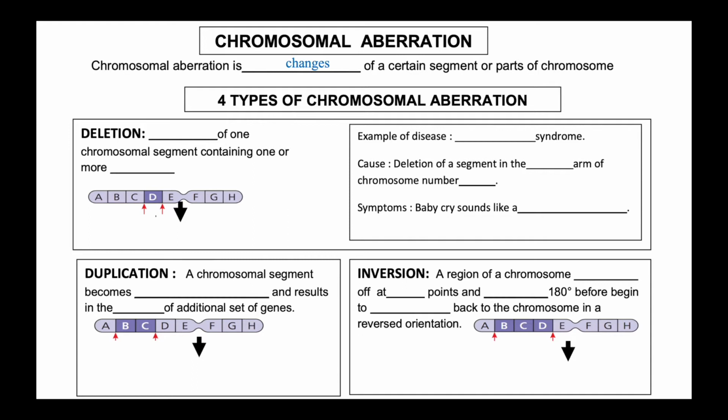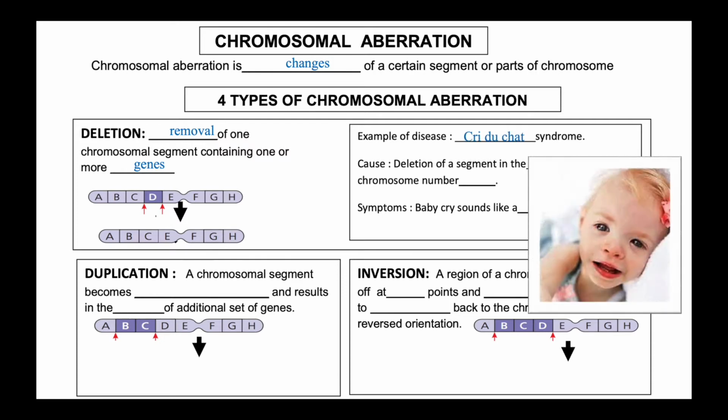The first type is deletion. Deletion refers to removal of one chromosome segment containing one or more genes. For example, in the diagram, it is marked that segment D in this chromosome will be deleted. So therefore, after mutation has taken place, the chromosome will appear as follows, only having segment A, B, C, E, F, G, H. The example of disease caused by deletion is known as Cri-du-Chat syndrome.